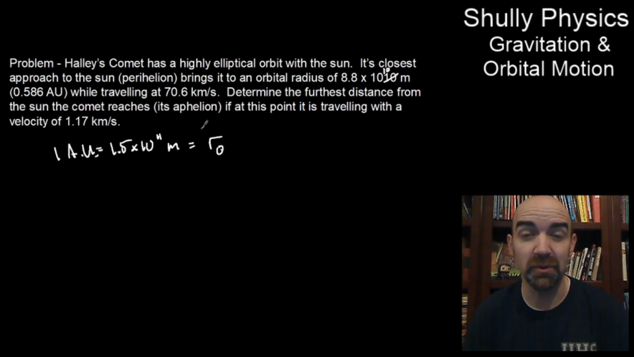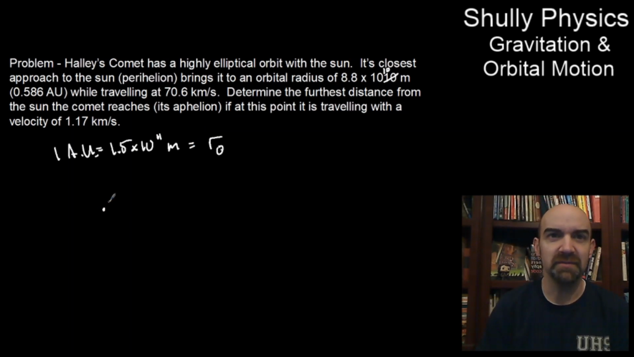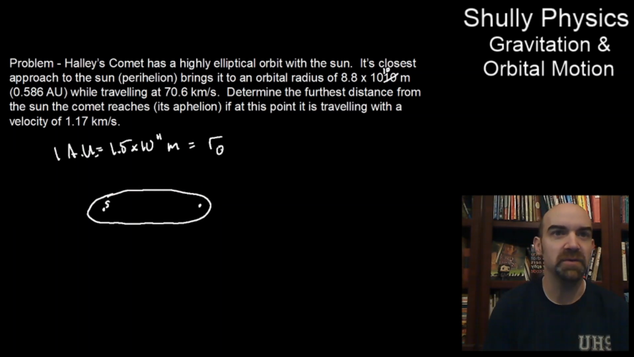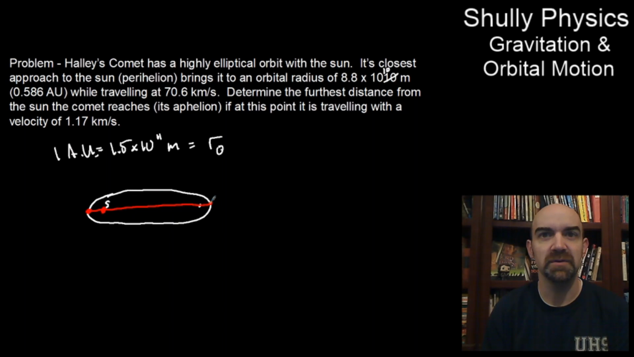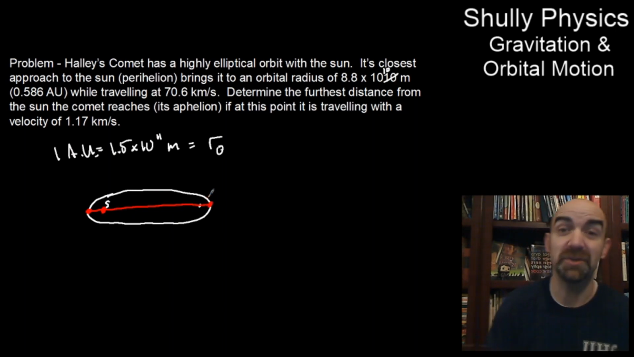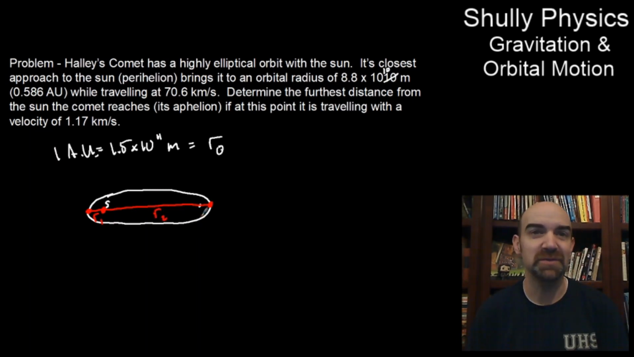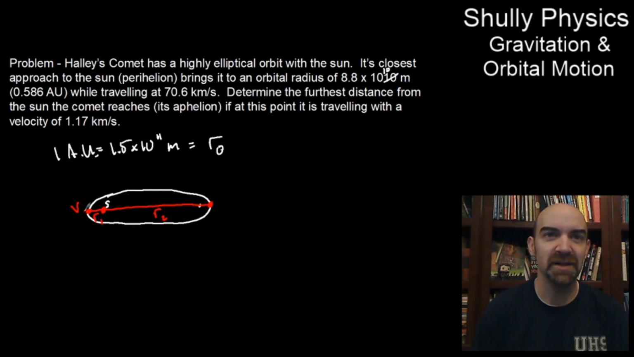This is not a circular orbit. Let's sketch it out here. This is the sun way in here, and this is our other focus for Halley's Comet. There are 2 points, 2 distances here. Its closest approach is right there, and its furthest departure is way out here. So we essentially have an inner radius and an outer radius, a short distance and a long distance. And there's a velocity at point 1 and a velocity at point 2.